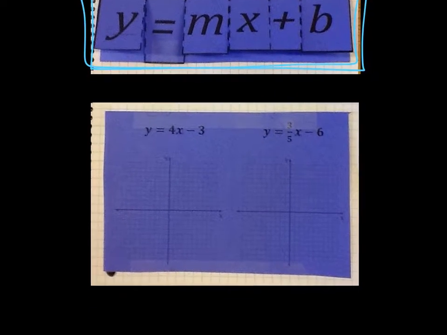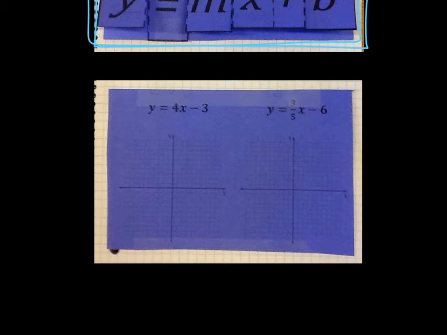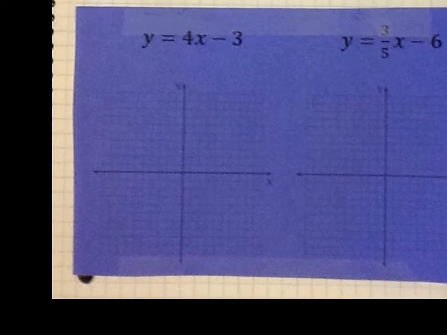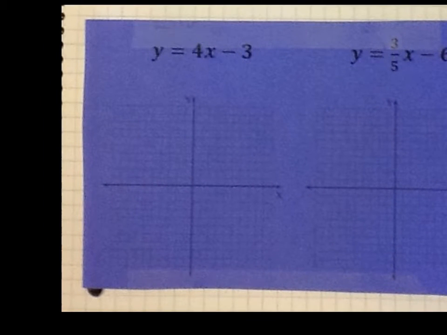So now you should have completed notes for y equals mx plus b, and we will move on from there. Now we're actually going to create a few graphs. We have y equals 4x minus 3. We're going to use this information to graph this equation on here.